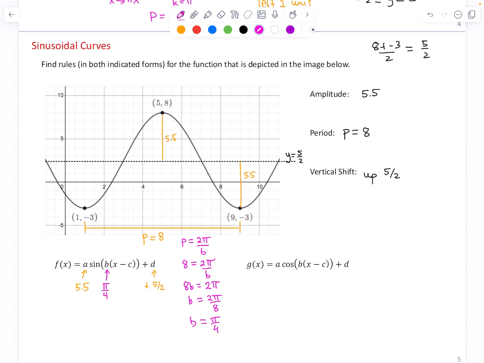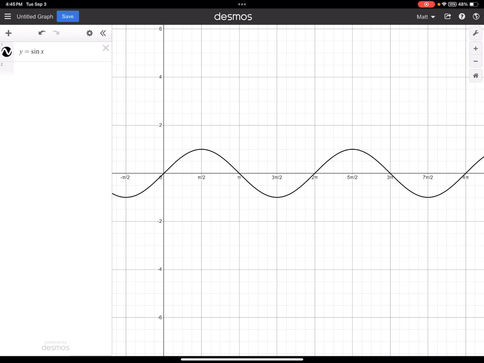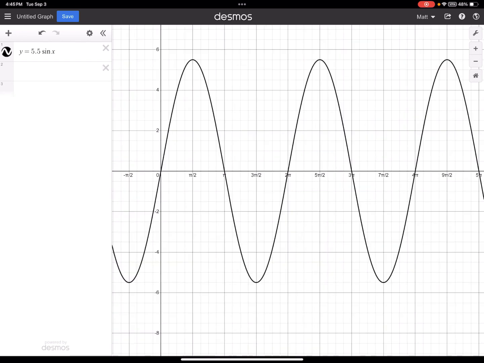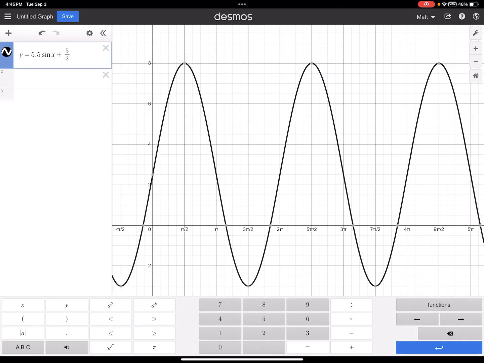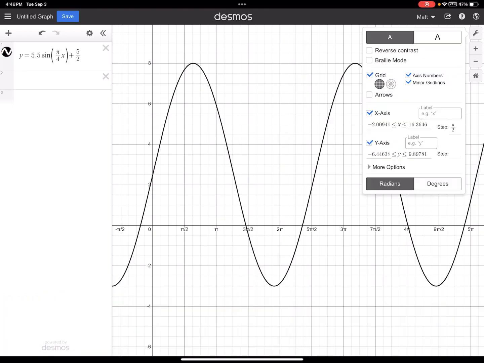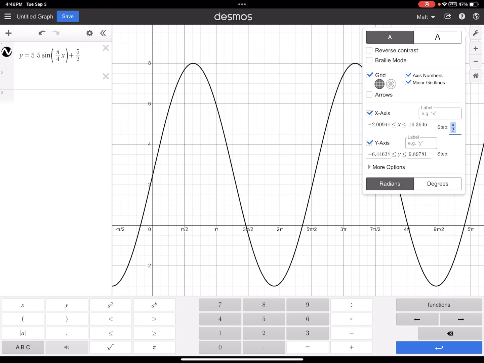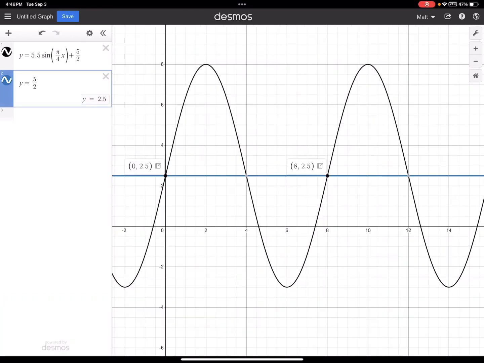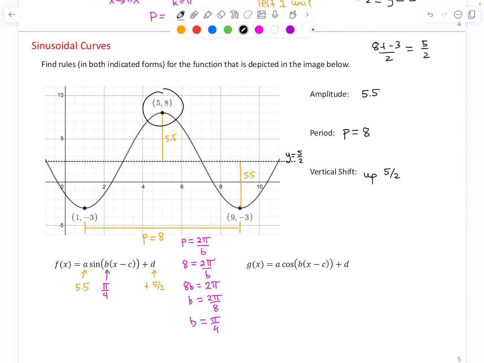Now what I'm going to do is use technology to graph what I have so far, and then identify an appropriate phase shift to get the graph that we actually see in this image. Let's begin with the parent graph y equals sine of x, and make the amplitude change. Now let's do the vertical shift by putting plus 5/2 at the end of this. Now I'll change the period to 8 by replacing x with pi fourths times x. At this point, it's a good idea to change your x scale back to whole numbers by getting rid of that step size. I'm also going to graph the midline, so it's clear that we can see a period of 8 units. We have a peak at the point (2, 8). We want that peak to be at the point (5, 8).